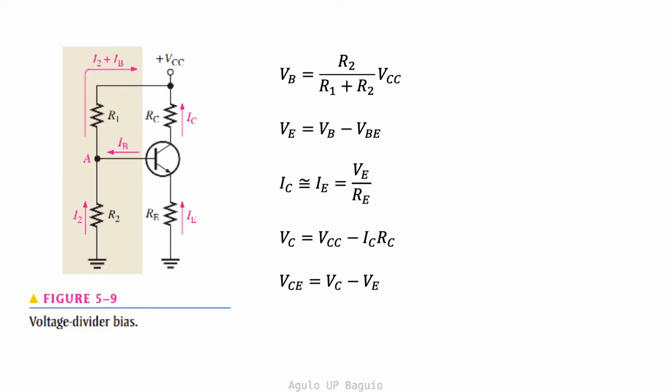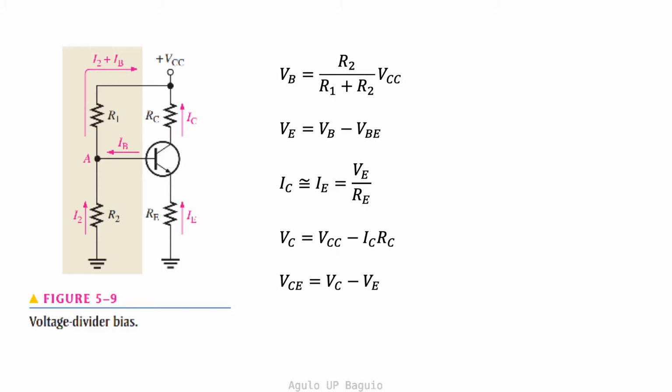The current through R1 then is just equal to I2. If this is the case, then we call the voltage divider a stiff voltage divider because the base voltage is relatively independent of different transistors and temperature effects. We can solve for the base voltage using the voltage divider equation as shown. Once we've determined the base voltage, we can solve for the emitter voltage, VE.